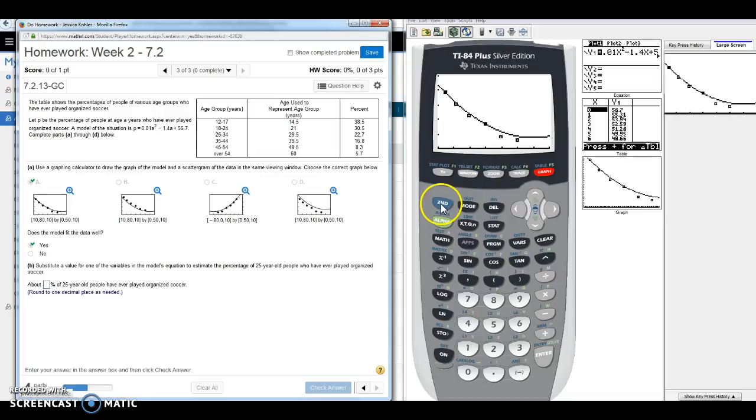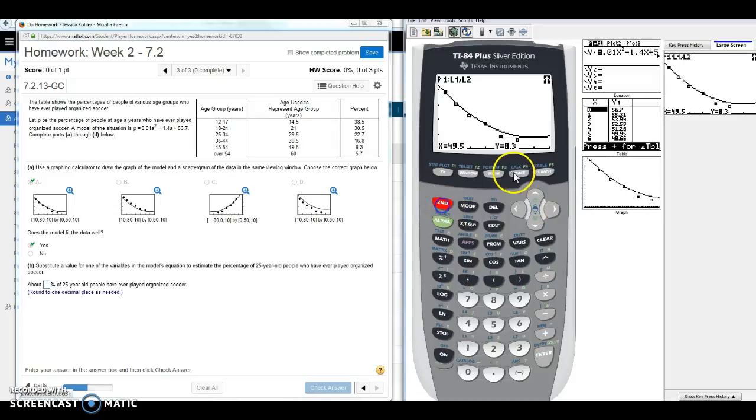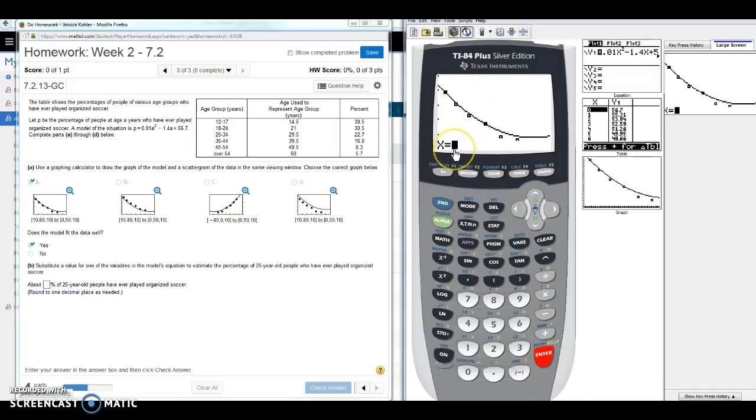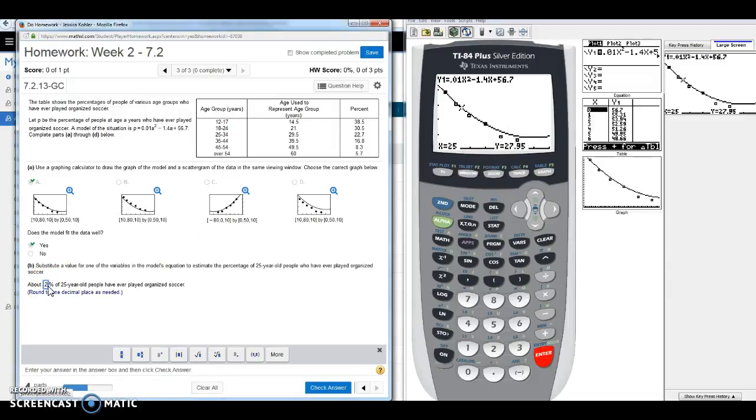I can also go to trace and kind of go along and see each one of those points. But what if I would like to put in a data value? I can go to second, trace, and then hit enter, and it says value, and I can put an X value in, and I would like to put in 25 for a 25-year-old, and it tells me the Y value using this model is 27.95. It says round to 1 decimal place, so that 5 is going to make this 9 round to a 10, so 28 is going to be the percentage.